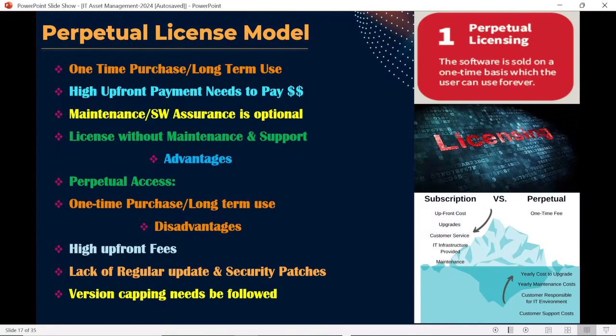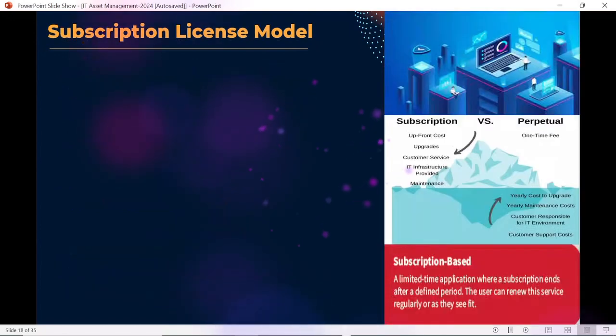I hope it's pretty much clear what a perpetual license is and how a perpetual license works. Most of the time we can call them on-prem products also. So perpetual products are going to be your on-prem products. Now next we are going to discuss the subscription license model.